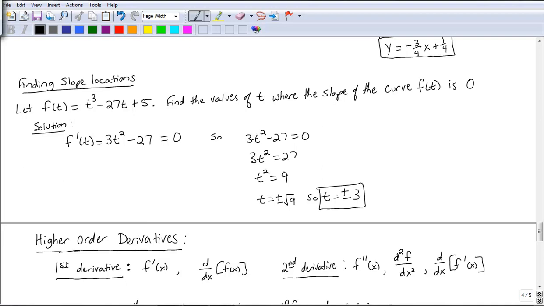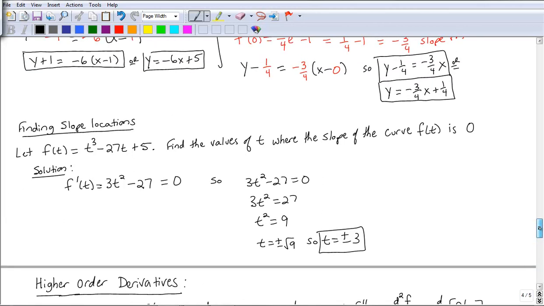So the places where the curve is 0 are plus 3 and minus 3. Now notice if I plug plus or minus 3 into the function, I don't get 0. But if I plug plus or minus 3 into the derivative, I do get 0. The slope of the curve is the slope of the tangent line, which is the derivative. So if the slope of the curve is equal to 0, then the derivative is equal to 0. So those are other ways that we can use slopes of tangent lines.